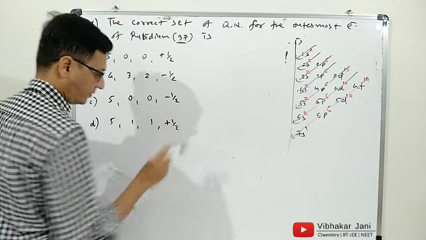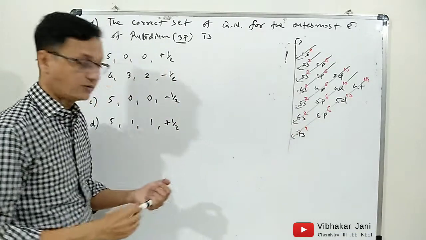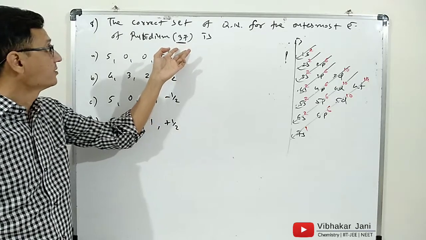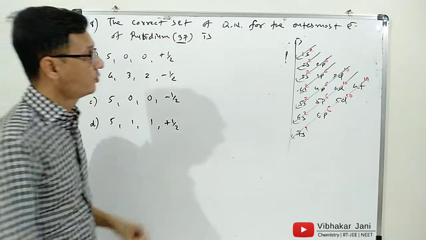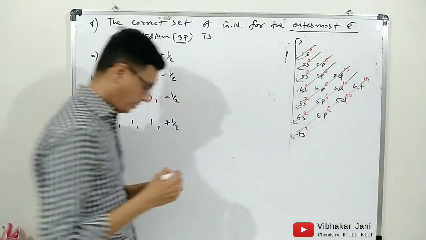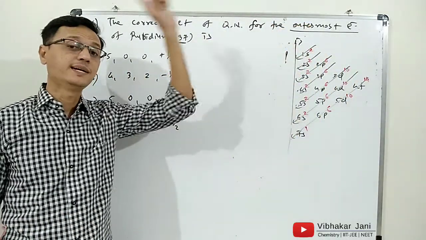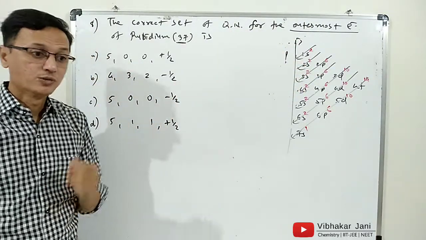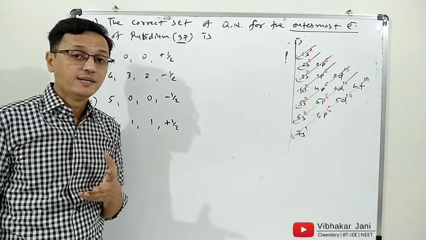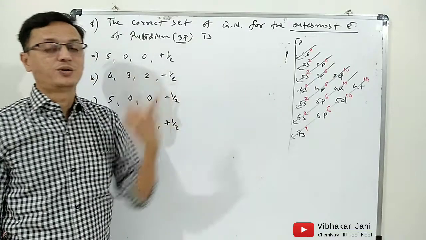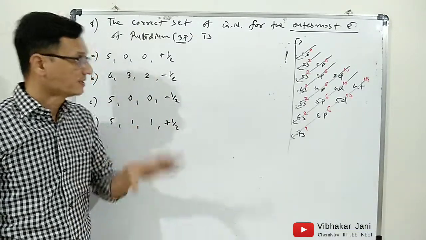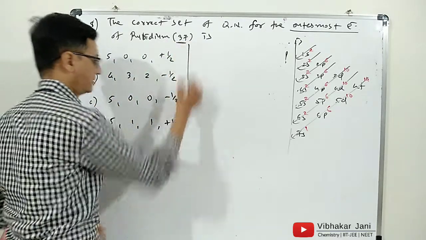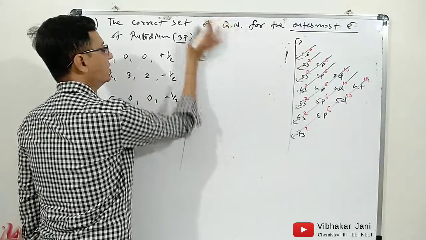Okay, now let us try to understand the question first. We have rubidium having atomic number 37 and the question is the correct set of quantum numbers for the outermost electron. That means the last electron present in the last orbital will have which set of quantum numbers. So, first of all, we have to find which is the outermost electron. And for that, we must write the electronic configuration for rubidium.